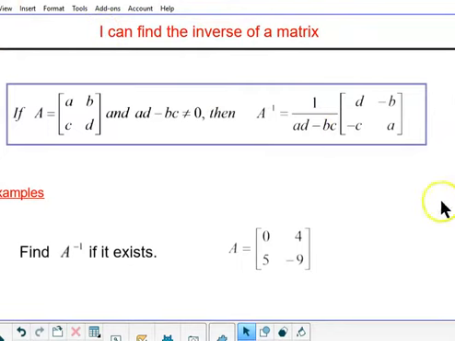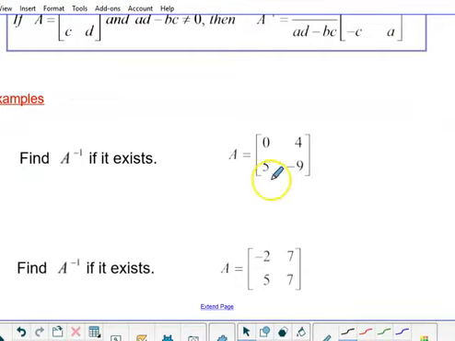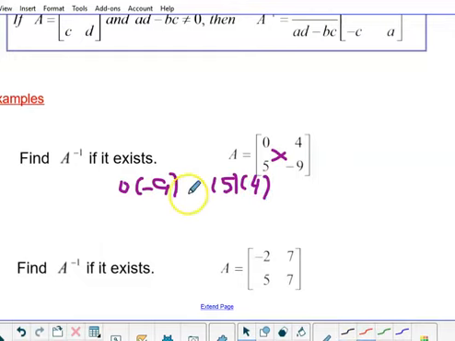So once again, same thing we were looking at before. We'll do downs here. So 0 times -9. 0 times -9 is obviously 0. If we go the other diagonal, 5 times 4, well, 5 times 4 is obviously 20. And so if we subtract those, we end up with 0 minus 20 is -20. So that's the determinant. Maybe I'll just write this on the side here, determinant, DET.